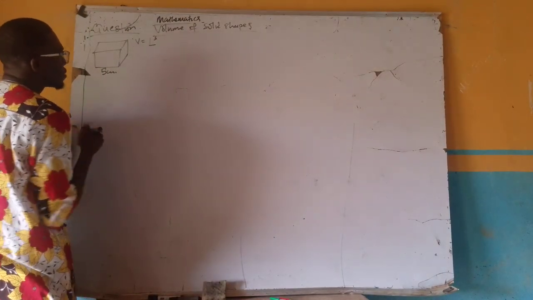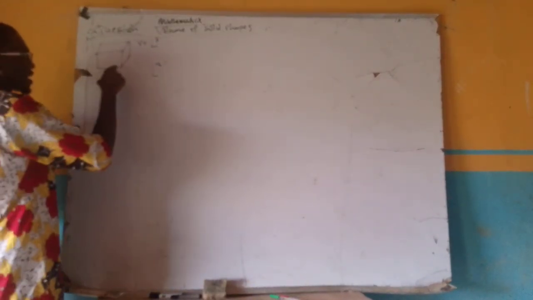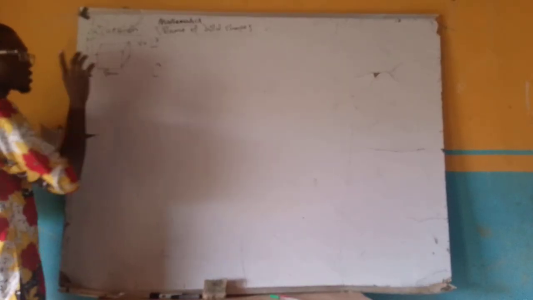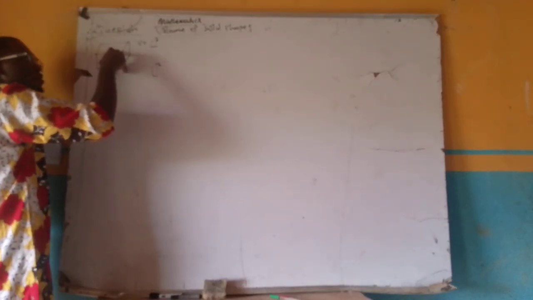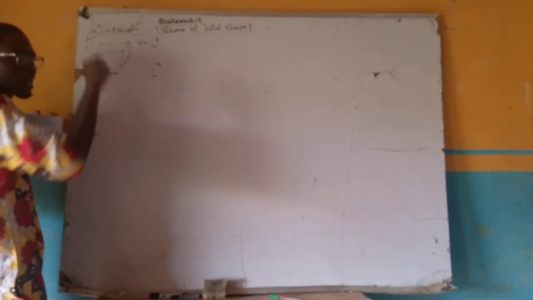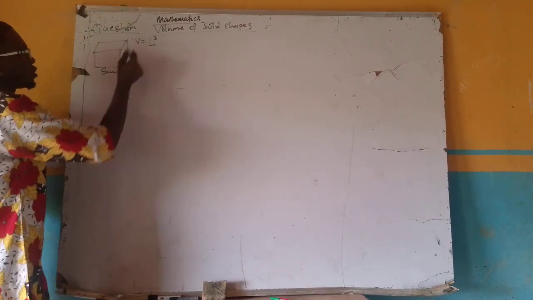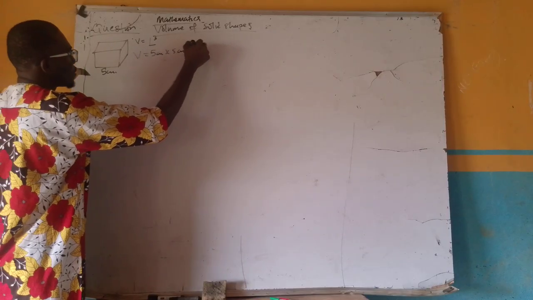So why is it raised to power 3? Remember, the other one was n raised to power 2 because it's length times breadth. But that was a flat shape, and now it is a solid shape. It has length, breadth, and what? Height. So that's why it's now increased to 3. So volume is equal to 5 centimeters times 5 centimeters times 5 centimeters.